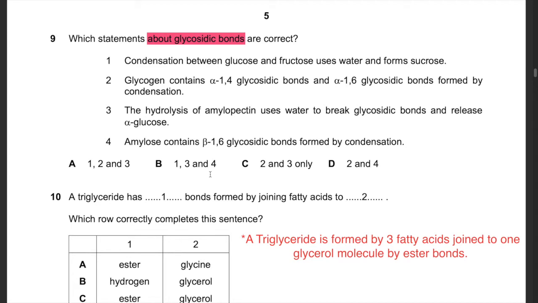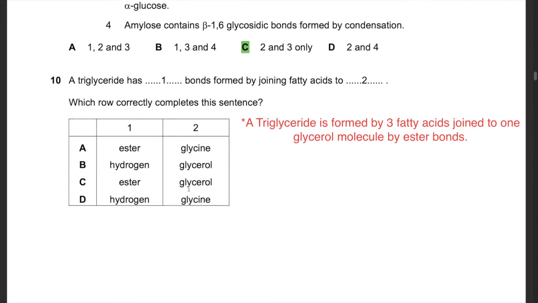Question 9. Which statements about glycosidic bonds are correct? Condensation between glucose and fructose uses water. That's totally wrong, because condensation doesn't use water but rather releases water, and hydrolysis uses water. Therefore A is wrong, as it has 1. So wherever 1 is present, the answers are wrong. So A and B are wrong. Now we have to consider between C or D. If you look at option 4, amylose contains beta 1,6 glycosidic bonds. That's wrong, because amylose only has alpha glucose and not beta. Therefore the answer is C.